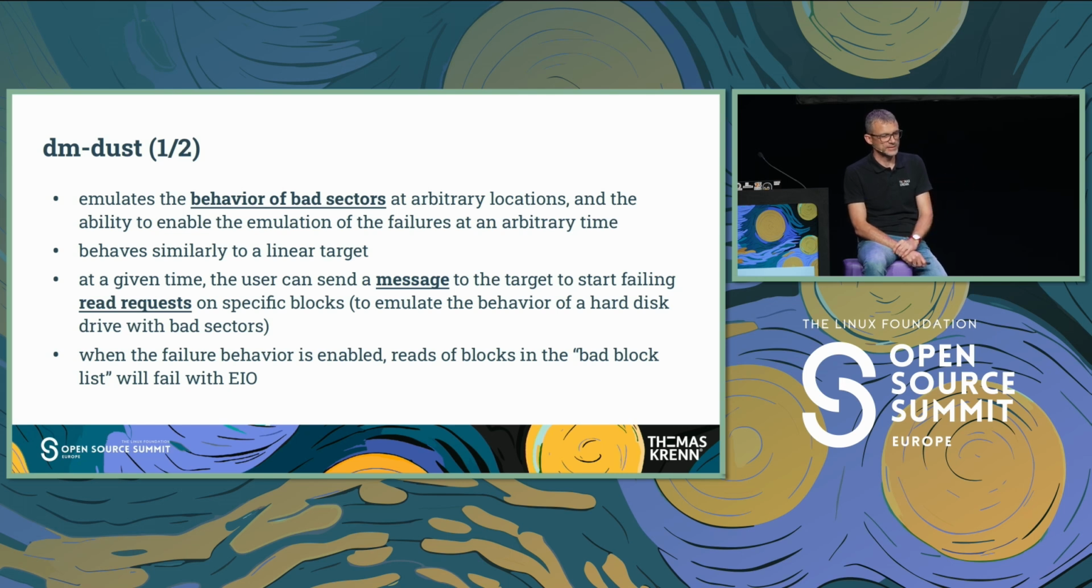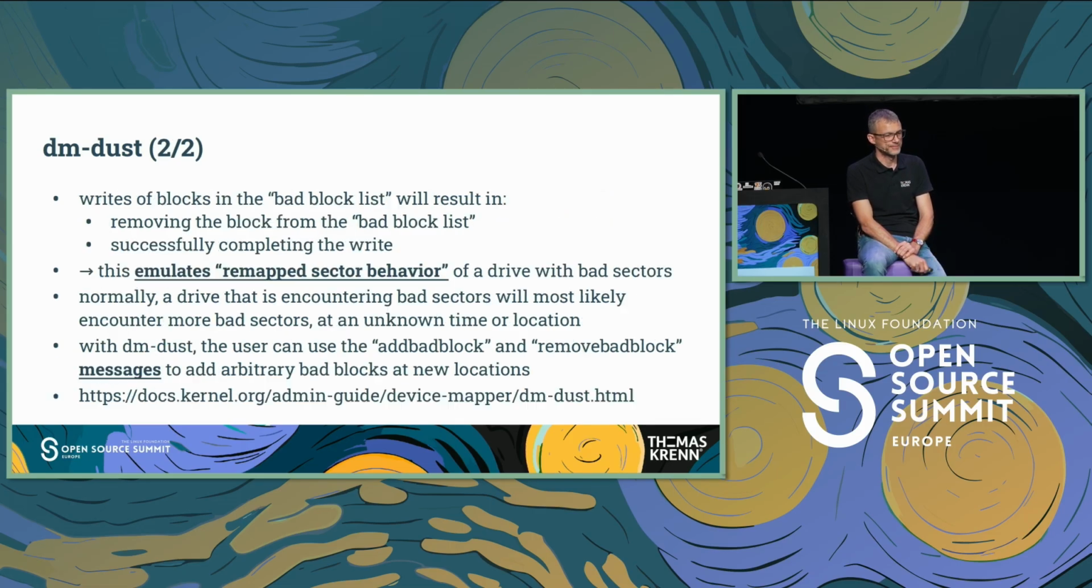It behaves similar to the linear target, but at any given time you can send a message to that target to start failing read requests on specific blocks. So this is the example where you can send a message with a dmsetup command to a target. When you have this enabled, reads of blocks in the bad block list will fail with an I/O error. So when you do a write on the other side, it will result in removing the block from the bad block list and successfully completing the write. By that, it emulates the remapping sector behavior of drives with bad sectors, and you can use it for testing your file system.